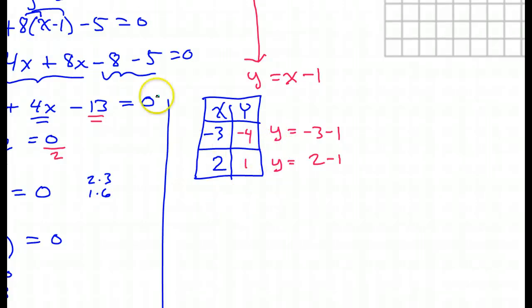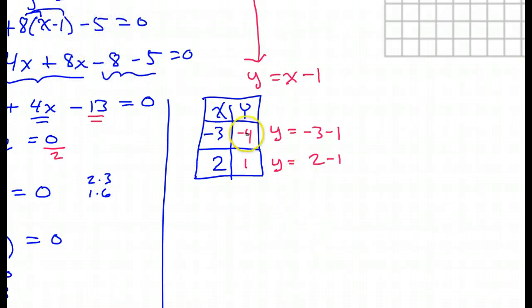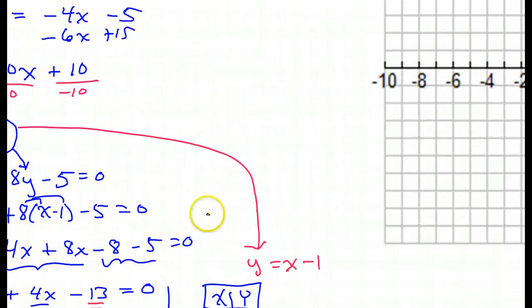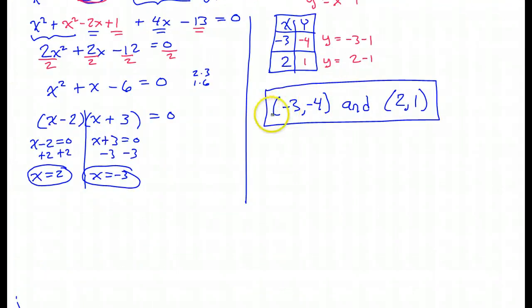We should probably go ahead and write those solutions as ordered pairs, though. Did they give us a line to write these on? Negative 3, negative 4, 2, 1. There was no line. So, boom, this is the solution.